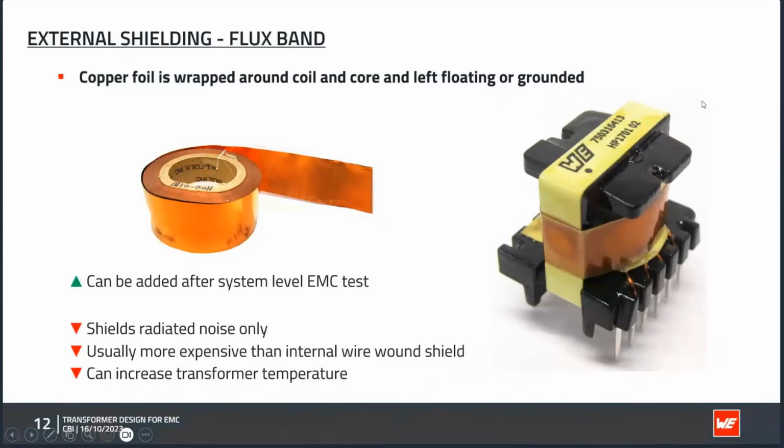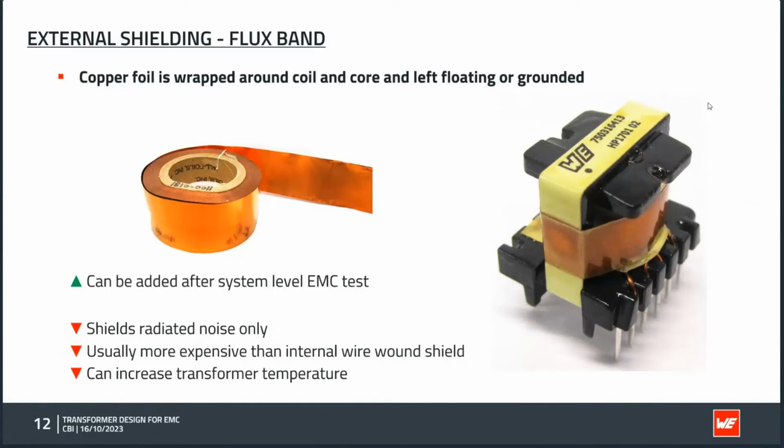In a case where the transformer is completely full and we are not able to put the internal shield winding, as I just showed, then we have also the chance to put an external shielding around the transformer. This is what you call a flux band. It can be added after the transformers have been built already, so it is completely external. We don't need to open the transformer.